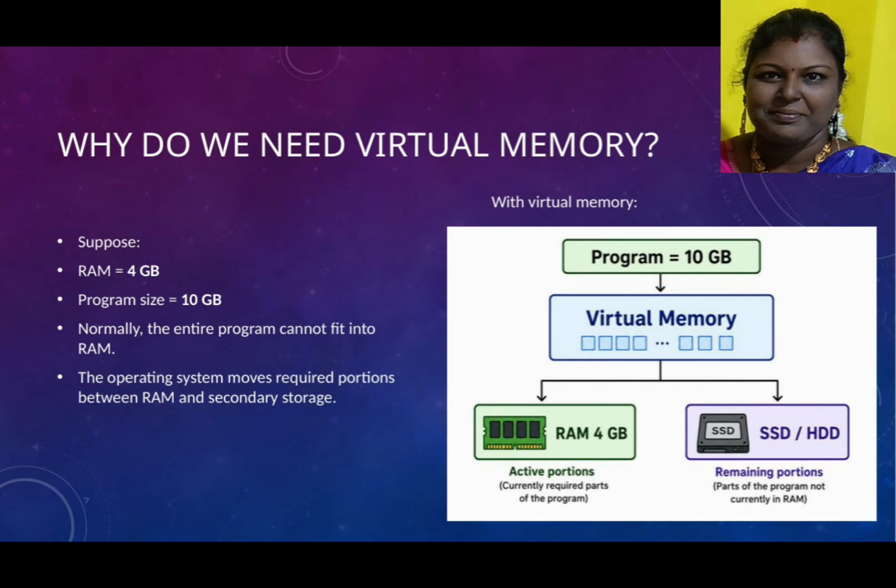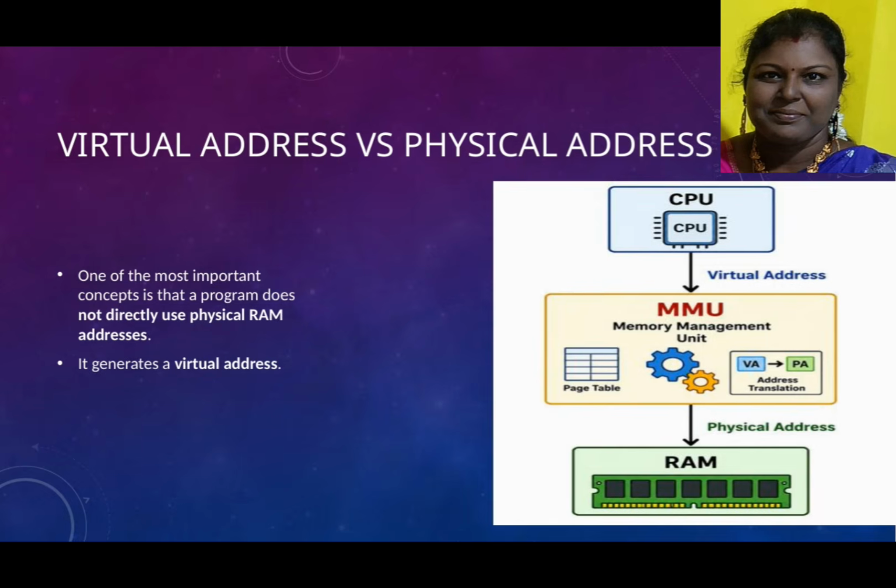One of the key ideas here is that programs don't work with physical memory addresses directly. Instead, they create what's called a virtual address. This virtual address acts like an alias, a layer of abstraction between the program and the actual hardware. The system then translates this virtual address into a physical one behind the scenes. This separation is crucial. It helps with security, flexibility, and efficient memory management. Understanding this difference is fundamental to how modern computers handle memory.